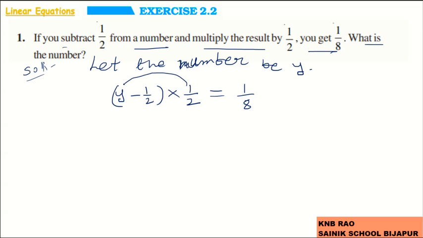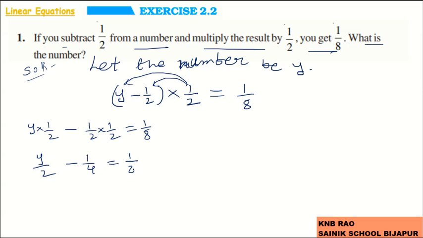Multiplication over subtraction can be done in one way by distributing. So, y into half minus half into half equals 1/8. This y into half is y by 2, minus 1/2 into 1/2 is 1/4, equals 1/8. This subtrahend, if it comes this side, becomes an addend.